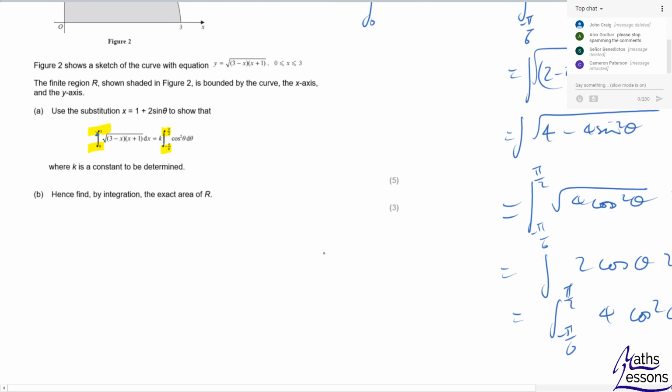Okay, and now we want, so k is equal to 4 in this case. So k will equal 4. Now, we want to find the exact area of R. So we need to carry on with this.